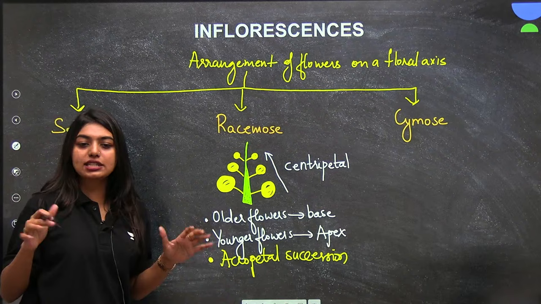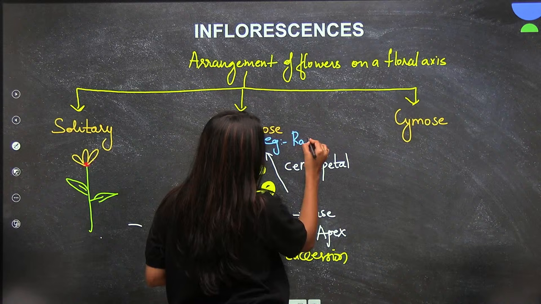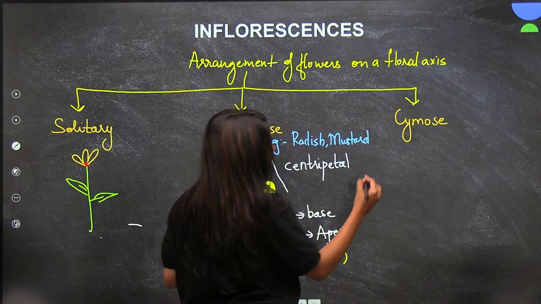Clear to all of you, racemose? Example, radish, mustard. The examples are radish and mustard. I'll write the example here: radish and mustard. Clear? Radish and mustard.